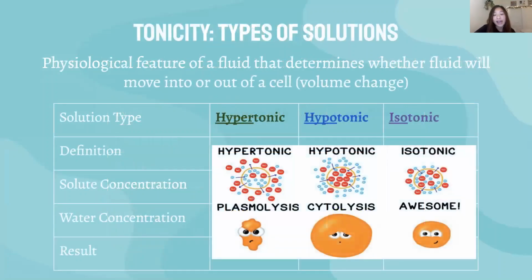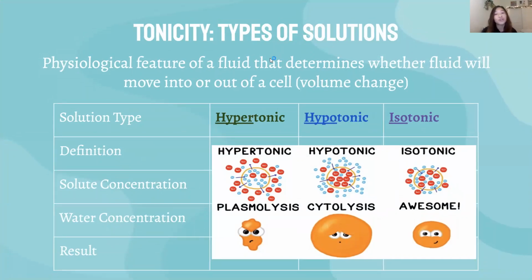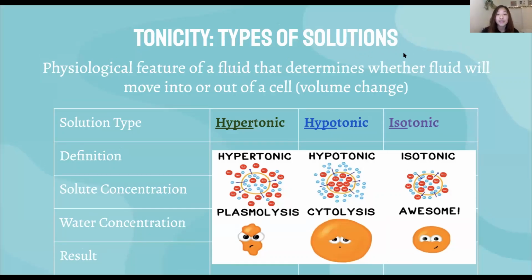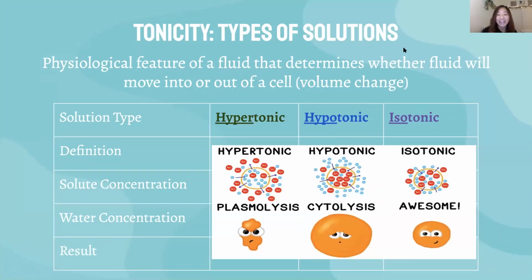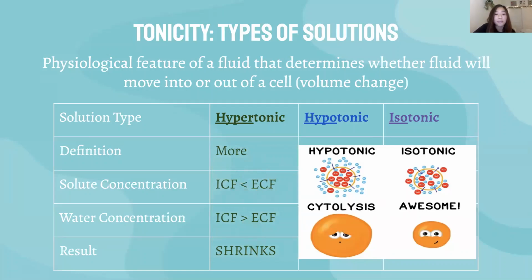All right, now let's go on to tonicity. This is a physiological feature of a fluid that determines whether fluid will move into or out of a cell. It's pretty much just the direction of osmotic water movement. I found another cute photo that you can use to help guide you when you fill out this table on your own. Jose, if you could help me click it 2 times.